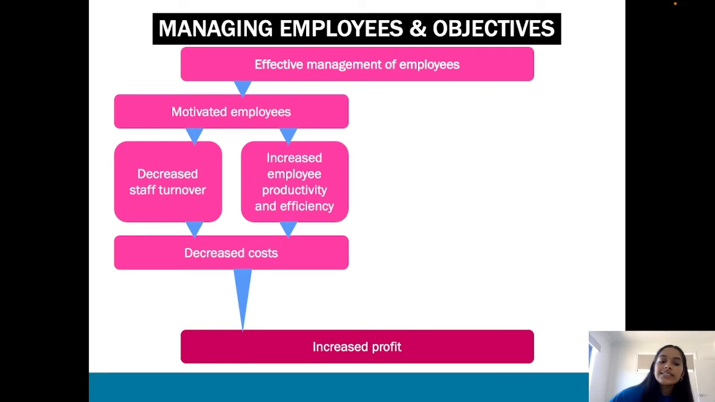And if your costs are decreased, that's ultimately going to mean that you have more profits, since profit is given by revenue minus expenses. So if your expenses side is decreased, you're going to have higher profits.